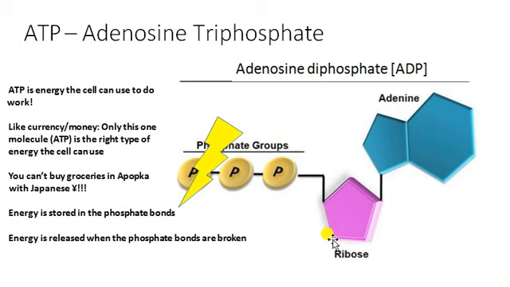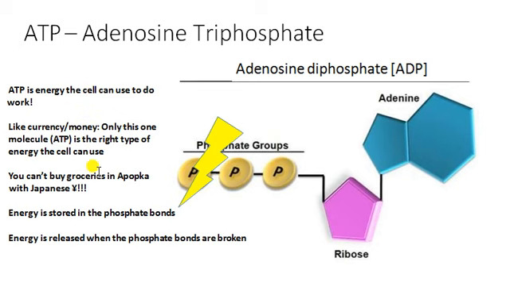First we have to know what is adenosine triphosphate. See, this is the adenine molecule, this is the ribose molecule, and in that we have the 3 phosphates, 1, 2, 3. If one phosphate breaks, it produces energy, so ATP is the energy the cell can use to do work.